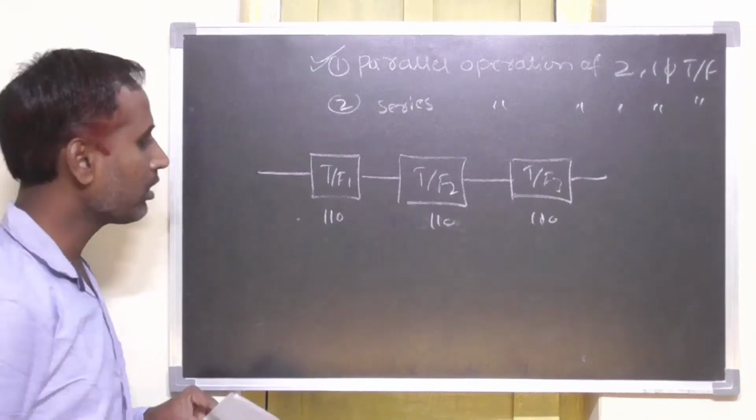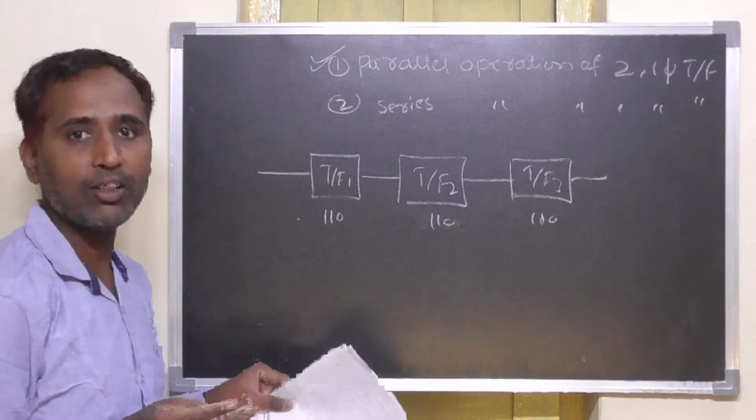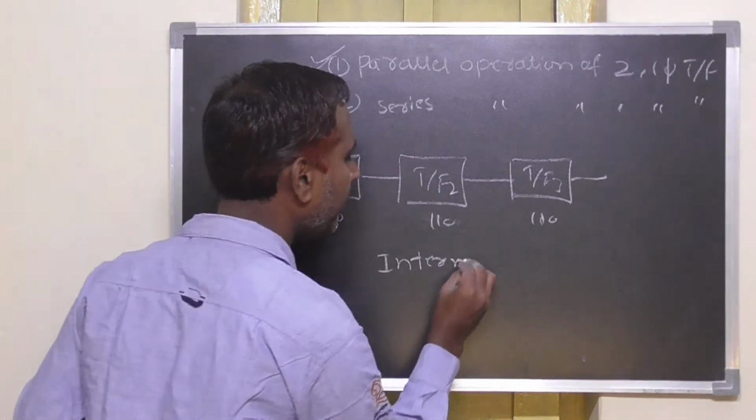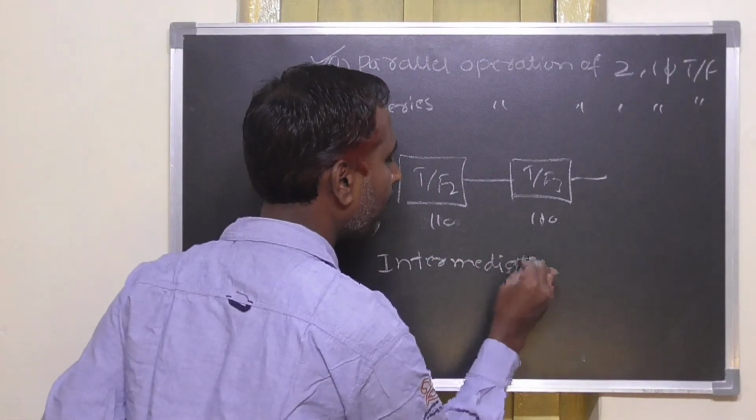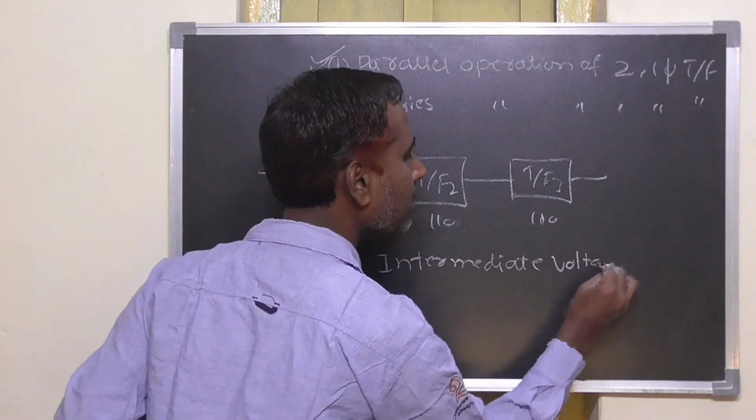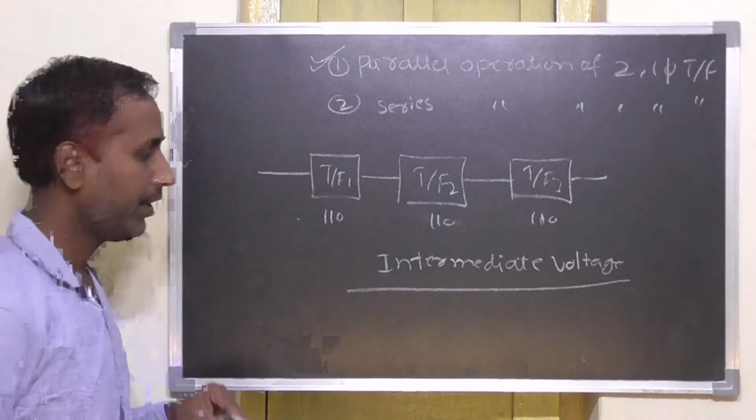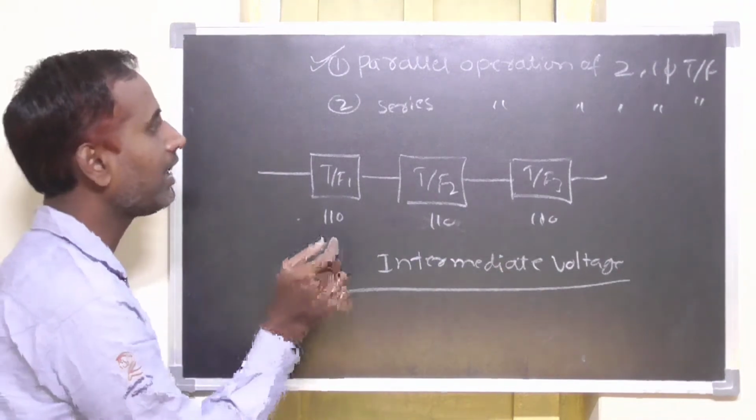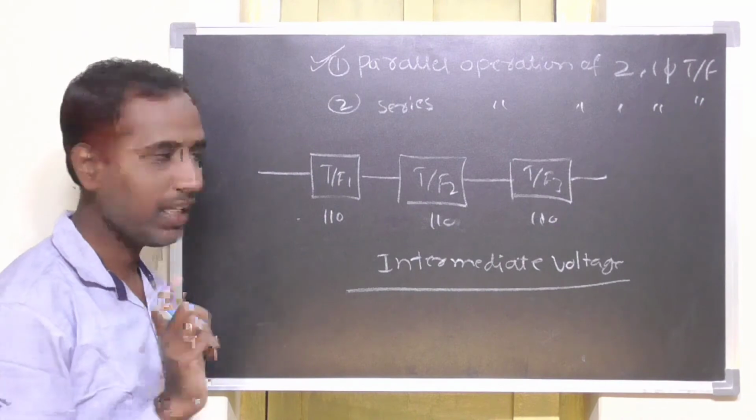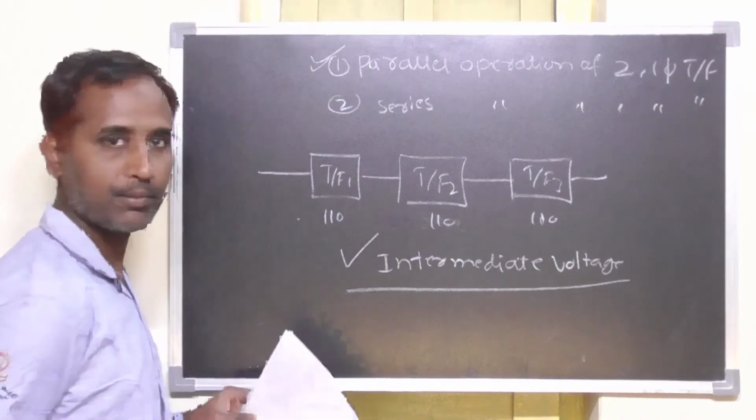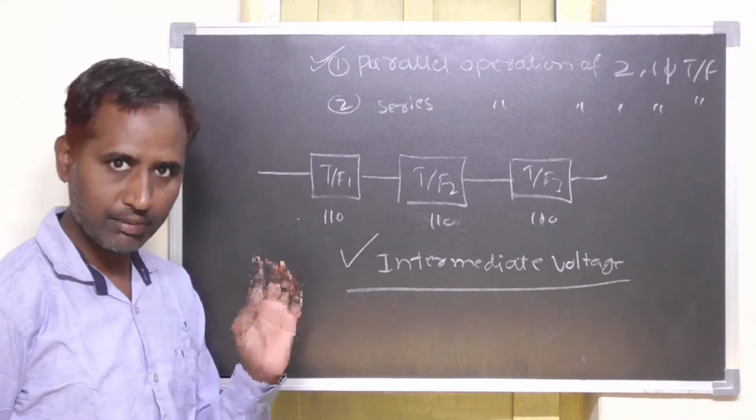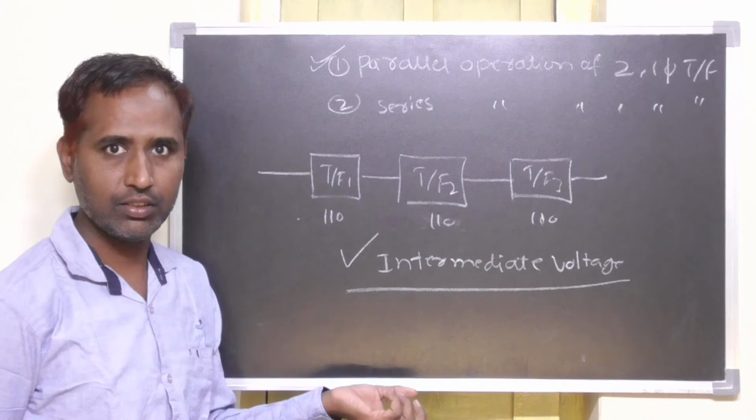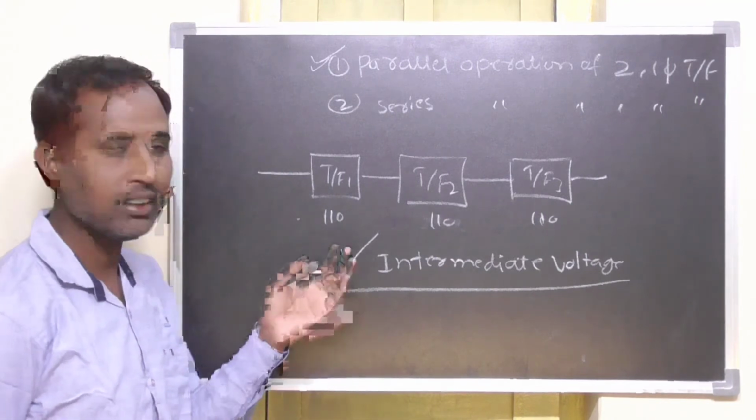Suppose I want an intermediate voltage. This is very important, intermediate voltage. To obtain an intermediate voltage, we are connecting the transformers in series. This is a very important point. Why are we connecting the transformers in series? To take an intermediate voltage. That's why we are connecting the transformers in series.